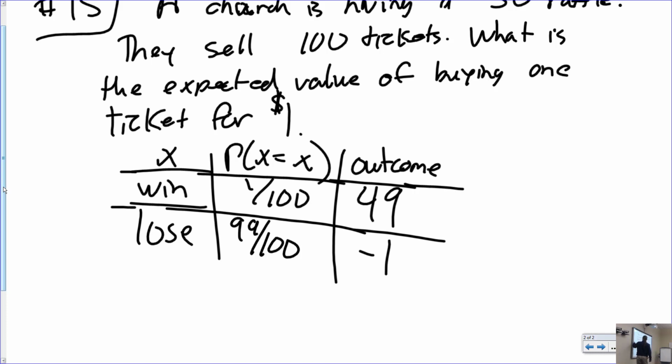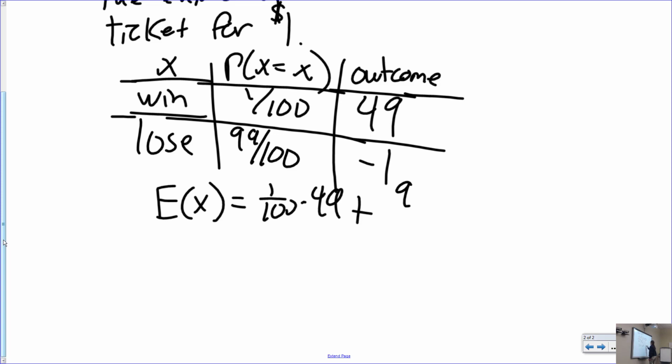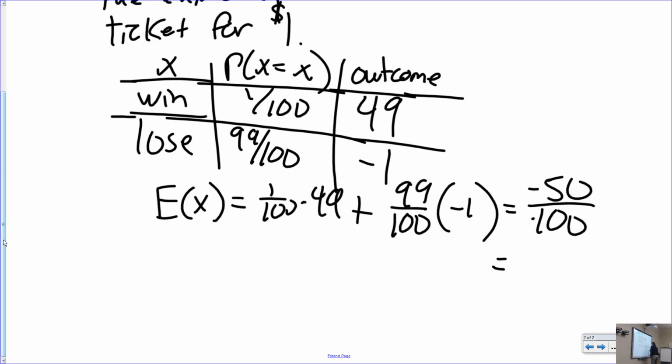So what's the expected value of this? 1/100 times 49 plus 99/100 times -1. Well, what's 49 over 100 minus 99 over 100? -50 over 100, so you're going to lose 50 cents. Which, for a charitable event, okay, no biggie.